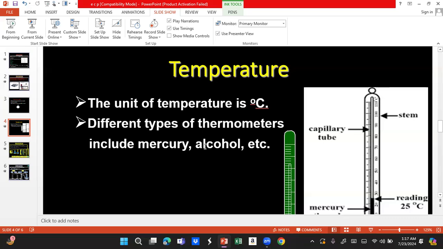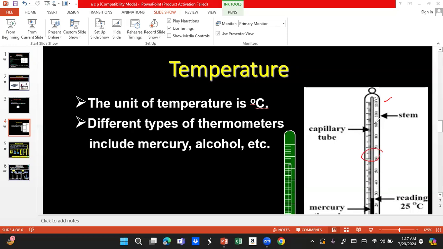Temperature is usually measured in degree centigrade. There are other units as well, such as Kelvin. Hope you understand. Usually we use liquid in thermometers. You can see we have a thermometer in front of you. This one. You see this. This is the stem of the thermometer. This whole one.